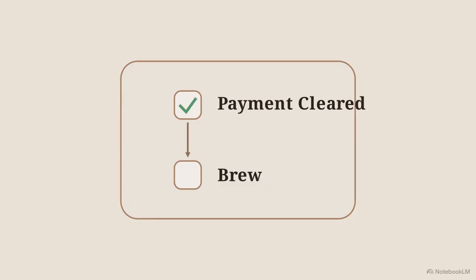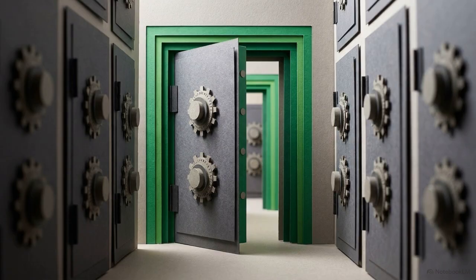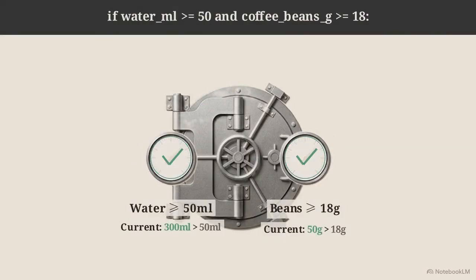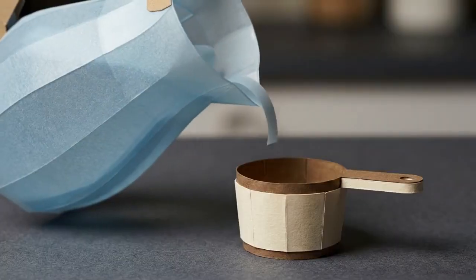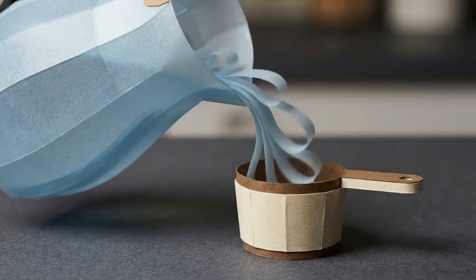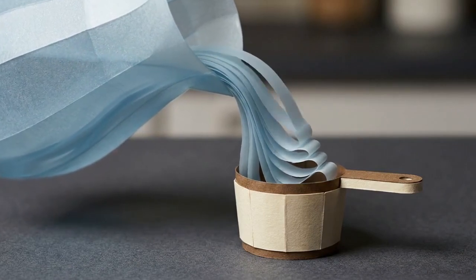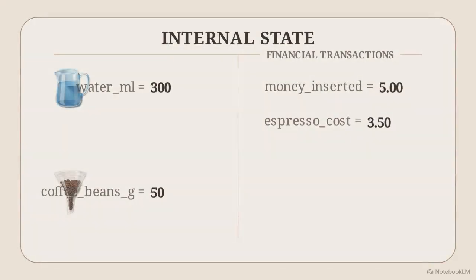instruction on its list. In any piece of code, if statements act as security gates. The program only moves forward if a specific mathematical rule proves to be true. It comfortably passes both tests. With all permissions granted, the code prints a message saying payment is accepted, and the robot physically starts brewing the espresso. As it brews, the robot uses supplies.